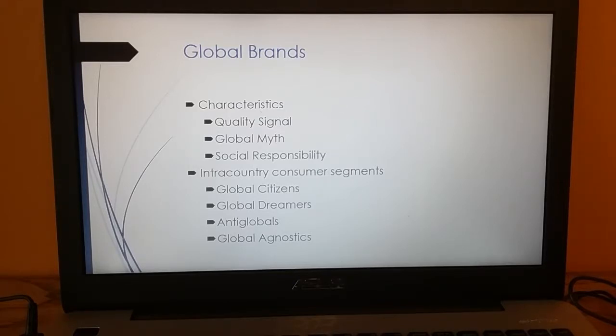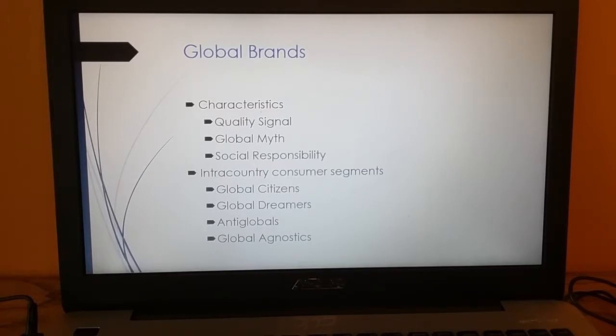And social responsibility is also very important to some companies. Global companies are held to a higher level of corporate social responsibility than local brands and are expected to respond to societal problems associated with what they sell. All right, this whole other idea of global citizens. A global citizen is someone who belongs to the world, and that empowers people. Global dreamers view global brands as quality products and are not particularly concerned about social responsibility issues. So you want to think about that.